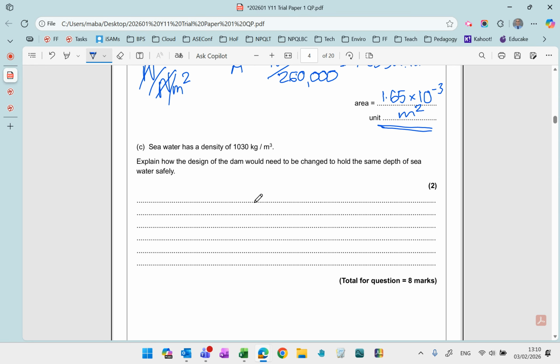Okay, seawater's got this density. Explain how the design of the dam would need to be changed to hold the same depth of seawater safely. So it's asking for an explanation, and we've got to link this back to the design of the dam, right? The first thing to do is to go back and have another look at that formula. So delta P equals rho g delta H.